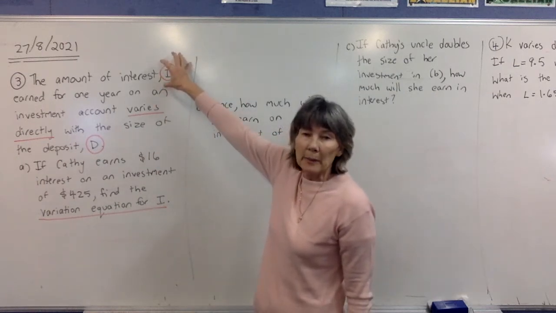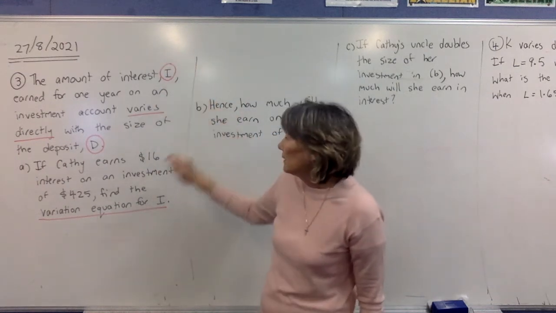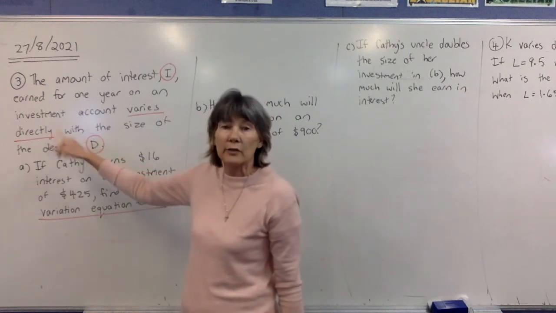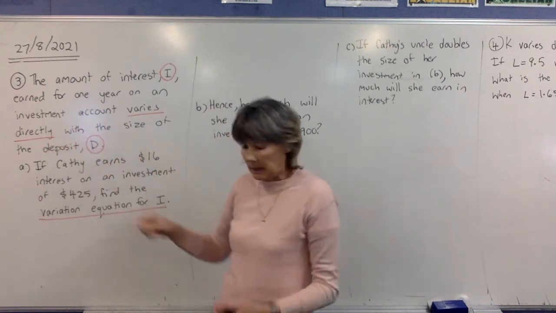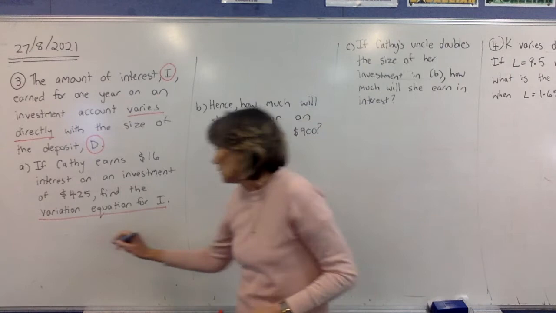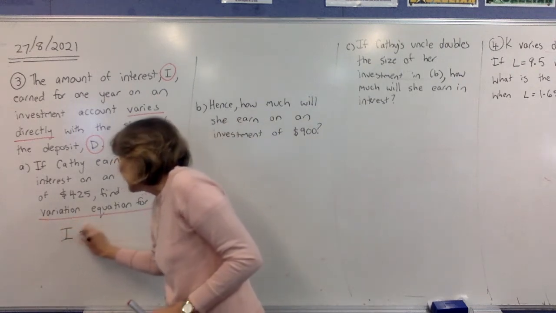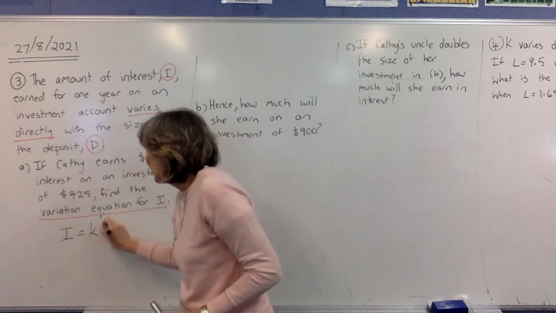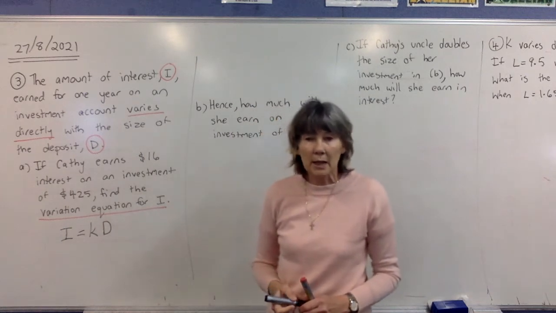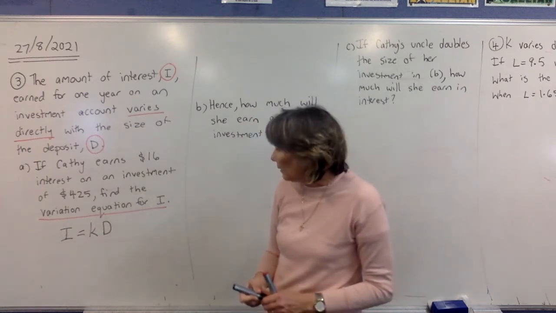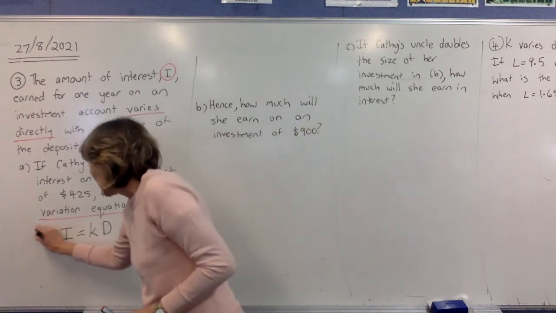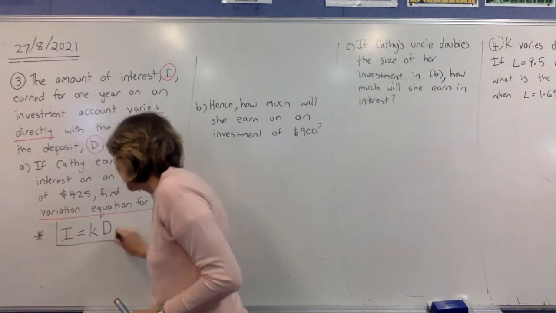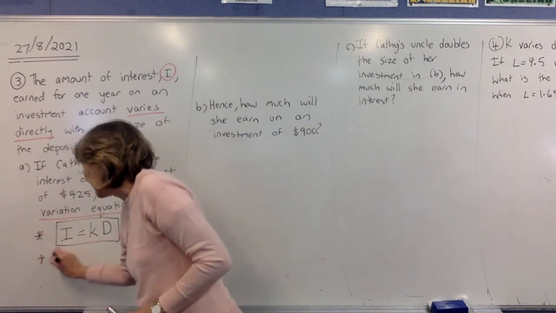First thing they're talking about, the first letter, is I. Second letter they're talking about after the varies directly is D. So this is what we write: I equals KD. That's our start. That's the first step. Now we're going to take that and find K.